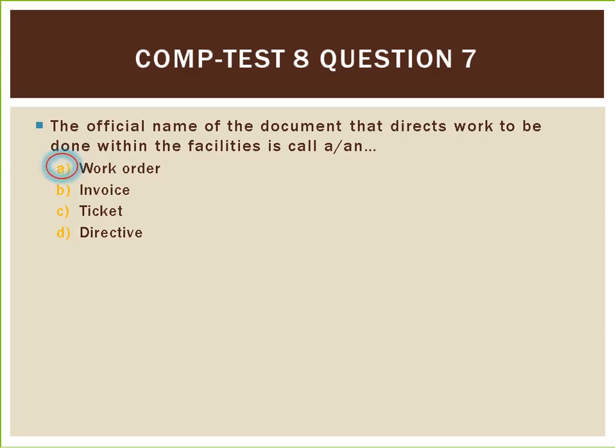Answer B is incorrect because an invoice is considered a bill of receipt. Answer C is incorrect because a ticket has limited capabilities for tracking information and does not specify the work scope or progress of completion. Answer D is incorrect because a directive is only an order or a list of instructions and has no way of tracking, communicating, nor does it explain the scope of work.